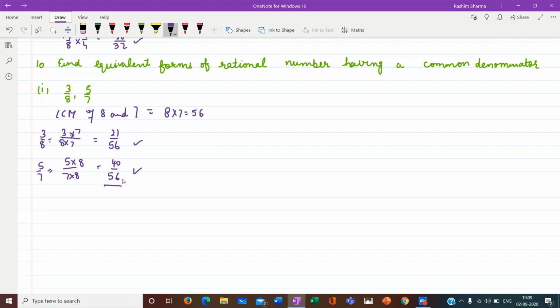So children, same way you can do the remaining parts of this question as well as all previous questions. So you will complete your exercise 4.1 in your registers.